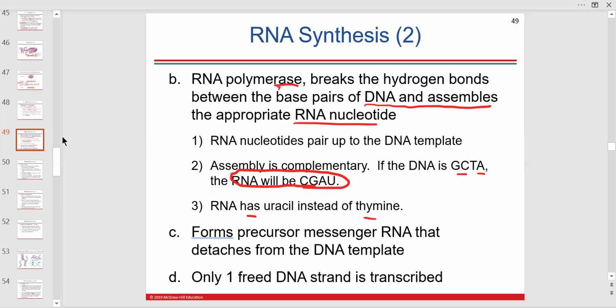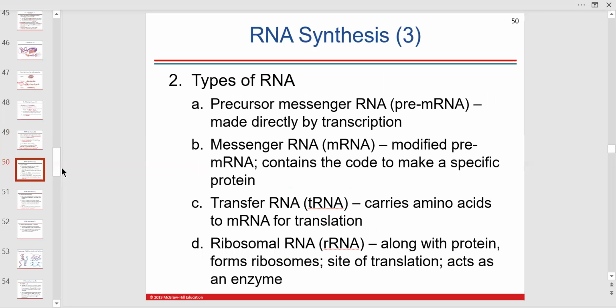So only one freed DNA strand is transcribed. So the DNA is going to replicate, and then it'll split. And when the 2 strands of DNA split, that's when RNA is transcribed from that piece that was synthesized. And then the one strand stays in the nucleus. And all DNA stays in the nucleus.